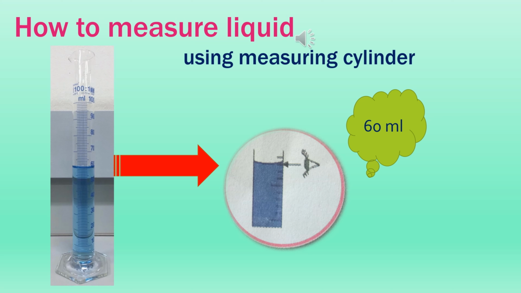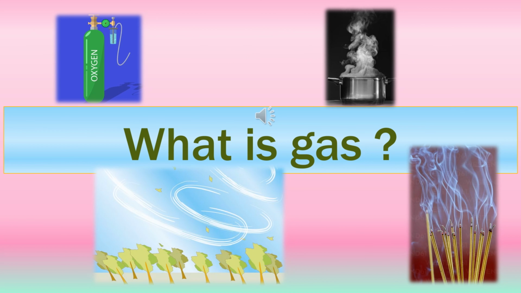I think now you have a clear idea about solid and liquid. Then what is the other state of matter? That is gas. Then what is gas? Here you can see some examples of gaseous substances: oxygen gas, carbon dioxide gas, nitrogen gas, and steam when boiling water, and wind and smoke of joss sticks.